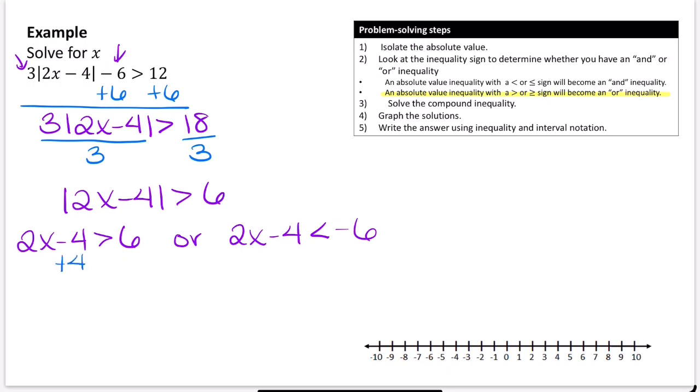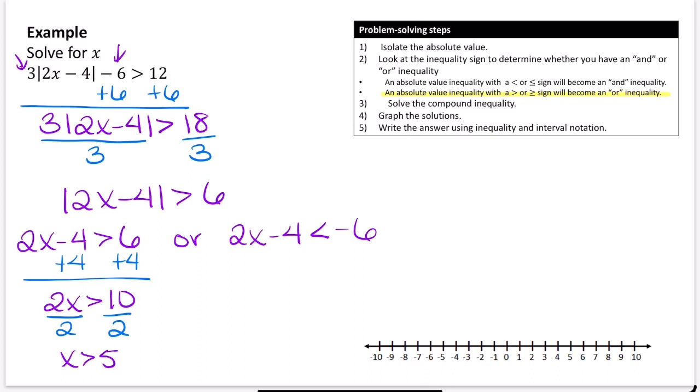So I'm going to start off by adding 4 to both sides. And so that's going to give me 2x is greater than 10. And now to solve for x, I need to divide both sides by 2. And that's going to give me x is greater than 5.